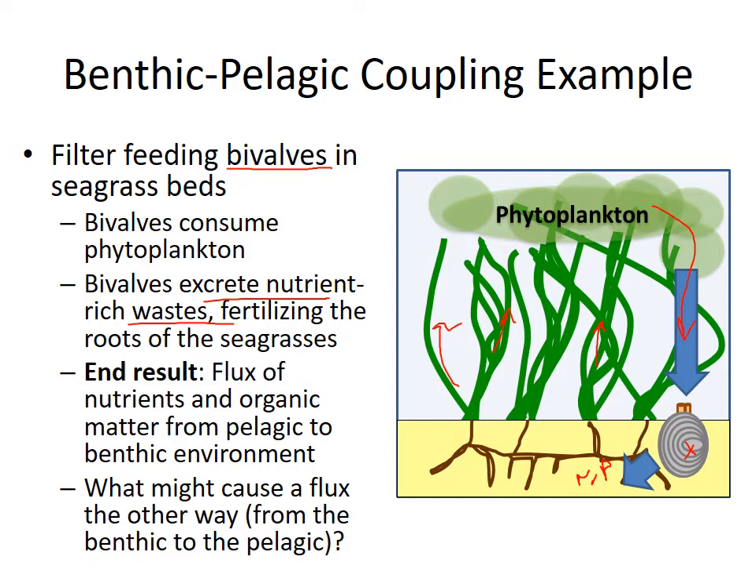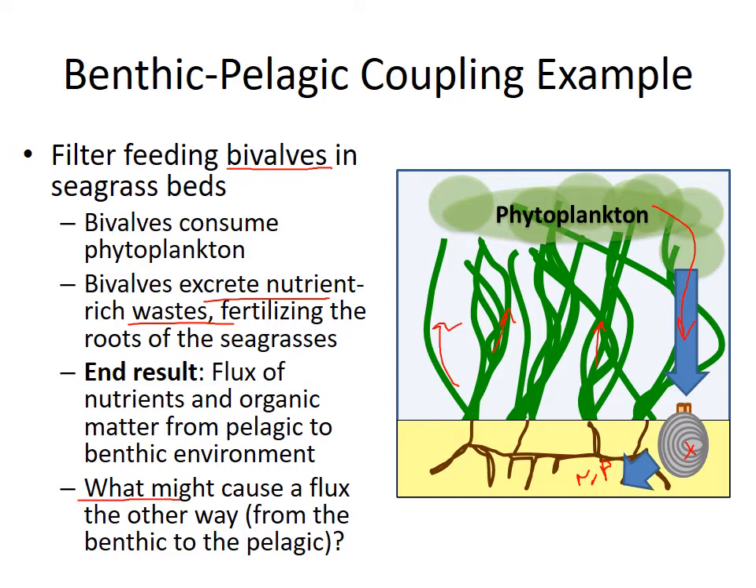So you're sort of increasing the benthic primary production and reducing the pelagic. And so, as you might imagine, filter feeders like these clams could be pretty important to maintaining productivity of the seagrasses and the health of seagrass beds.